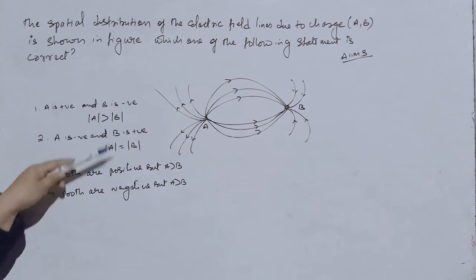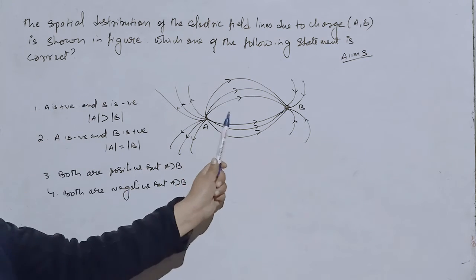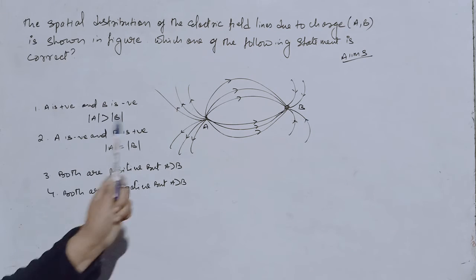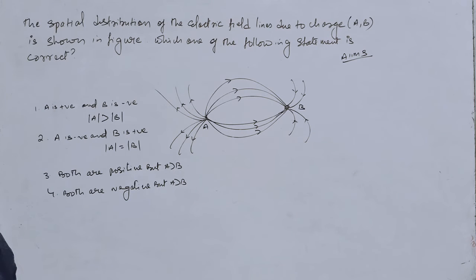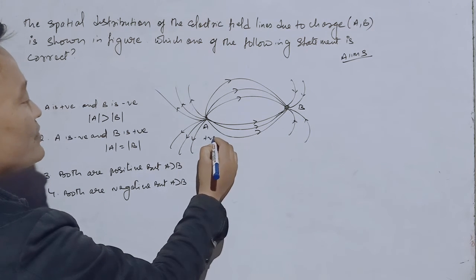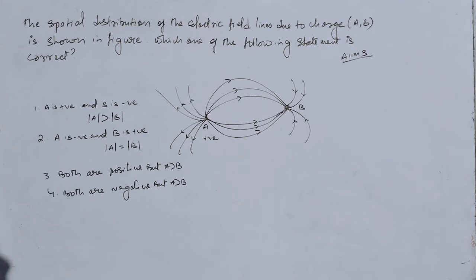Now see, the statements are given here on the basis of this figure, so we have to find out which option is correct. In the figure, the pattern of the electric field lines is shown, and we know that electric field lines always start from the positive charge and end on the negative charge. This A is positive since it is the origin of the electric field lines.